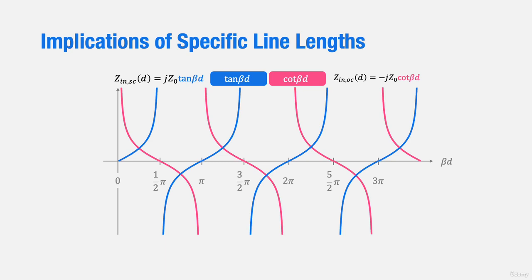At some unique angle, the values of these functions will tend to positive or negative infinity, and at some specific angle, the value of these functions will be exactly 0. This fact suggests that we may also benefit from it. In our next video, we'll examine the implications of these specific line lengths.